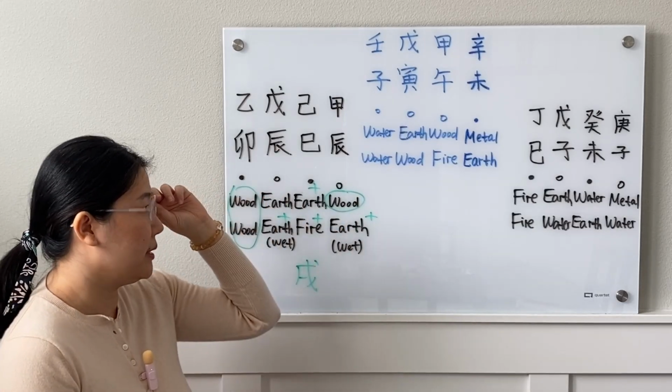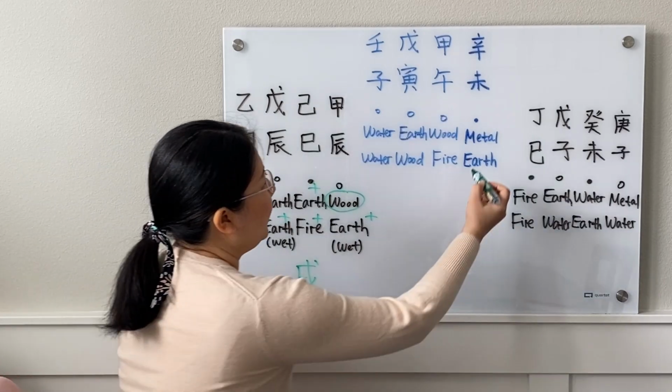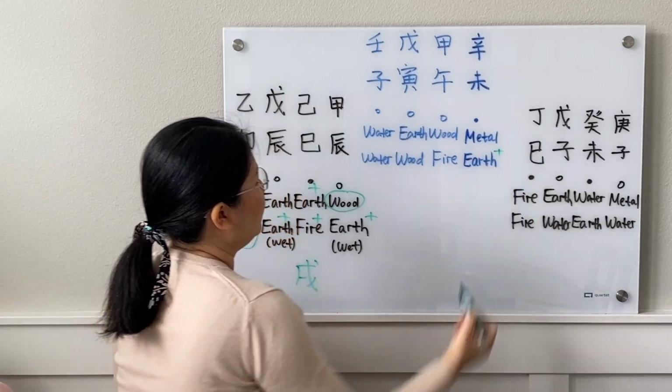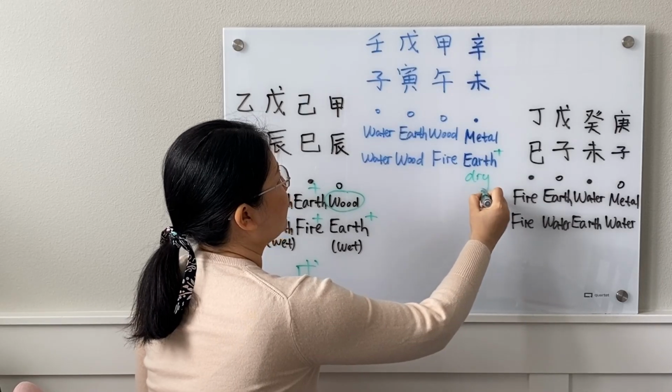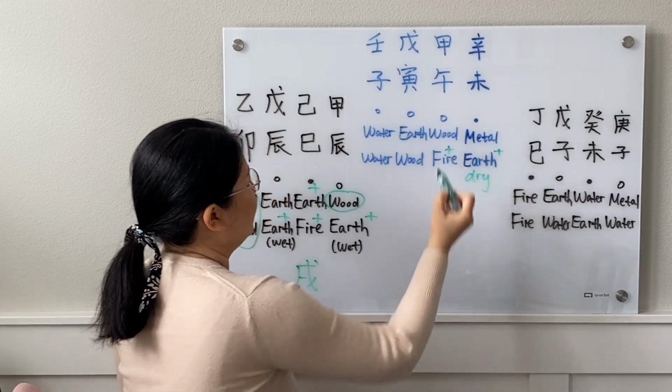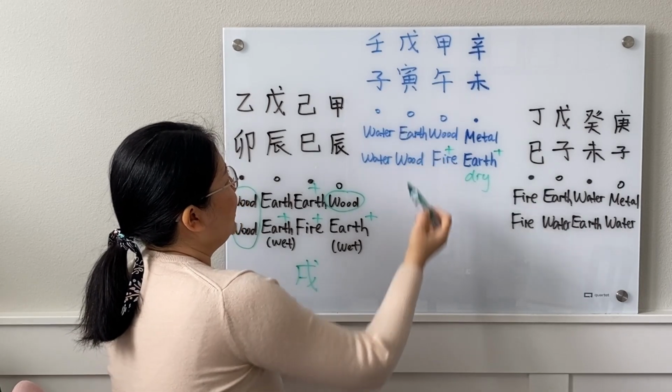So same process. Let's see the condition of this daily master. I have a same as me underneath, but this is a dry earth type. And then I have a fire sitting here, and I have a wood.